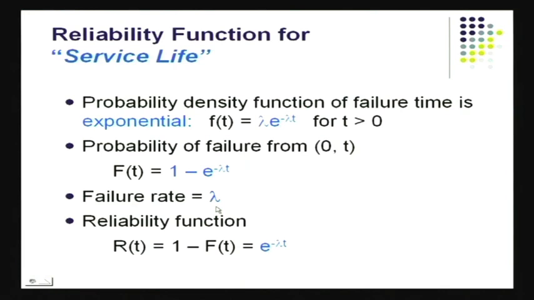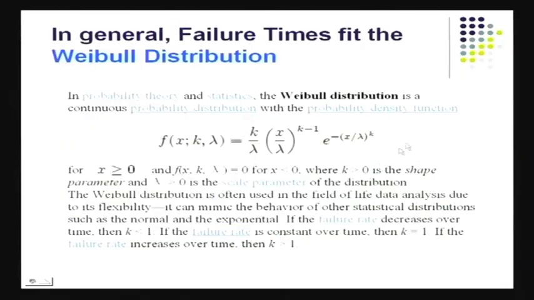Failure rate is lambda. Lambda is constant in the service period there. And the reliability function itself, which is the length of time the device operates before it fails, has this exponential distribution. This is how it is.